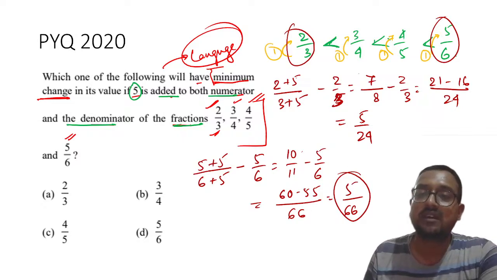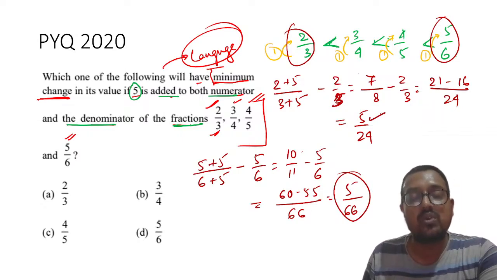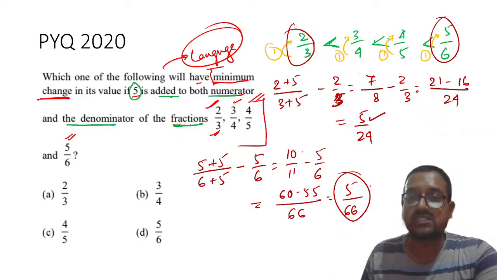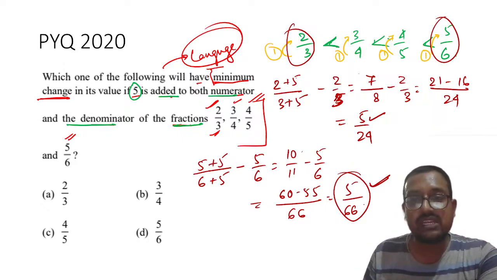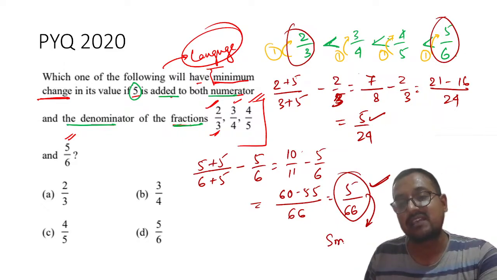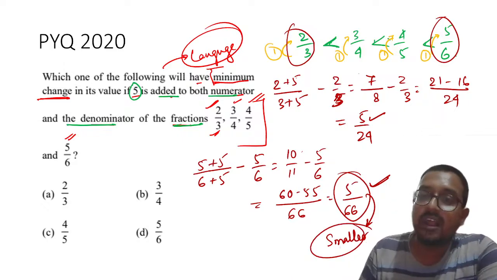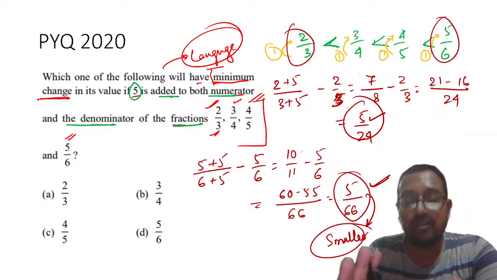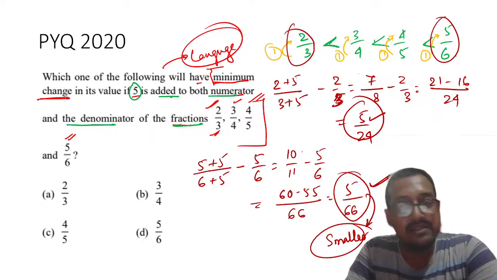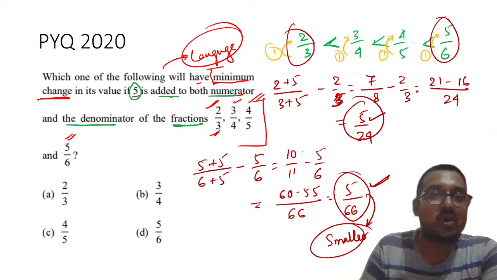My dear students, please remember, when you have two fractions, 5 by 24 and 5 by 66, which one is smaller? Smaller is 5 by 66. Why? Because out of 66 only 5 parts, and here out of 24 only 5 parts, right? Is it clear? So please remember this, the smaller one is small, right?